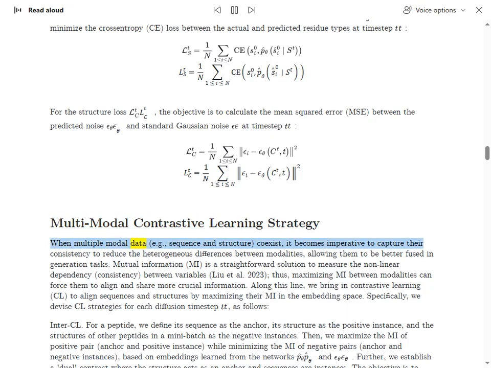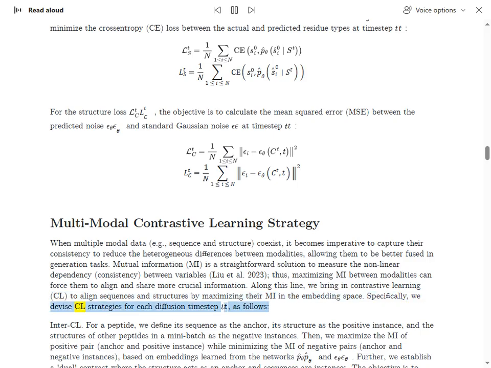Multi-modal contrastive learning strategy. When multiple modal data, e.g., sequence and structure, coexist, it becomes imperative to capture their consistency to reduce the heterogeneous differences between modalities, allowing them to be better fused in generation tasks. Mutual information, MI, is a straightforward solution to measure the nonlinear dependency, consistency, between variables. Thus, maximizing MI between modalities can force them to align and share more crucial information. Along this line, we bring in contrastive learning, CL, to align sequences and structures by maximizing their MI in the embedding space.